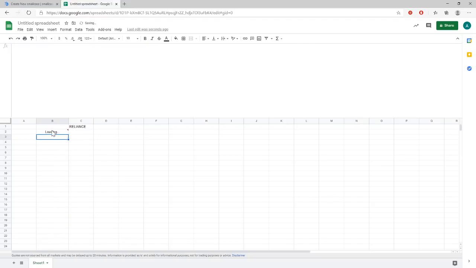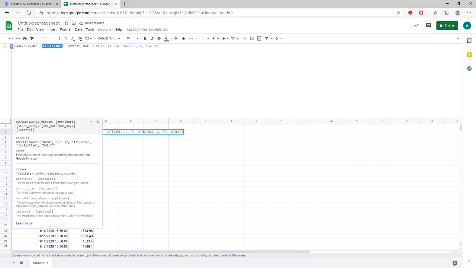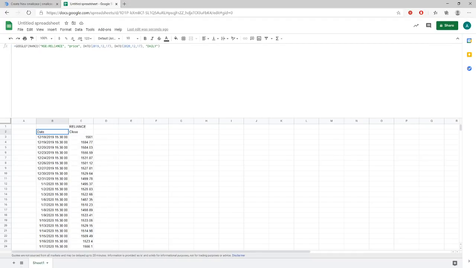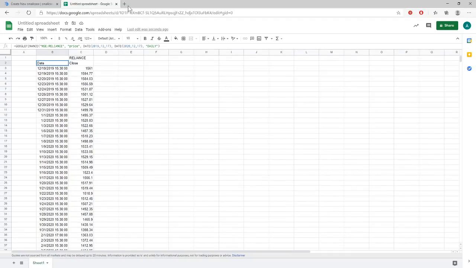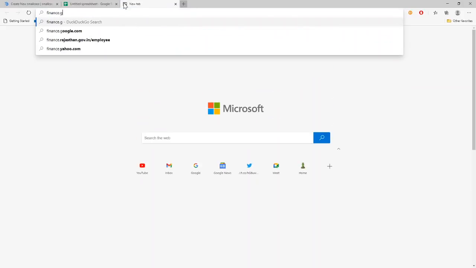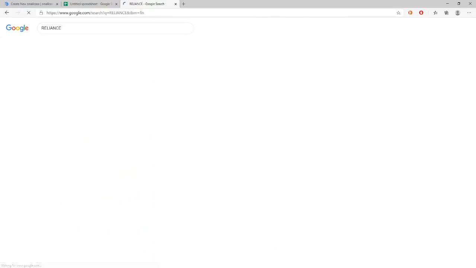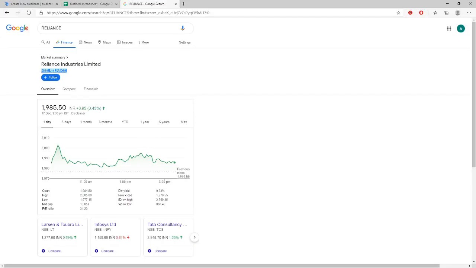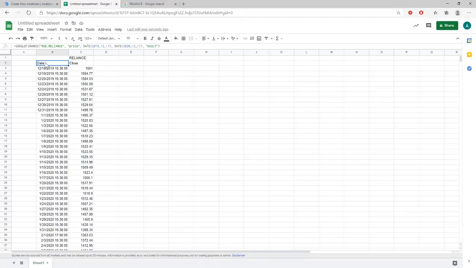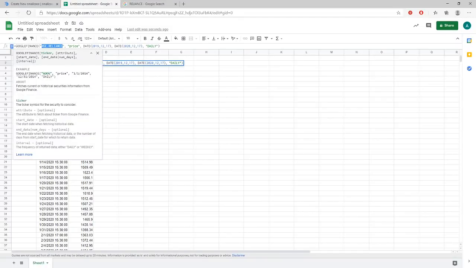Now the question is, how do I know what is this? It's very simple. All you need to do is go to Google Finance, finance.google.com, and you can just search for, say, Reliance, and whatever is written over here, you just need to put in the same thing in the spreadsheet. And if you just put it as NSE Reliance, or I can say I put it as NSE TCS.